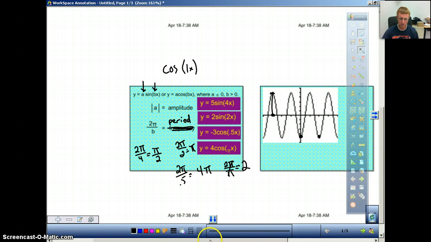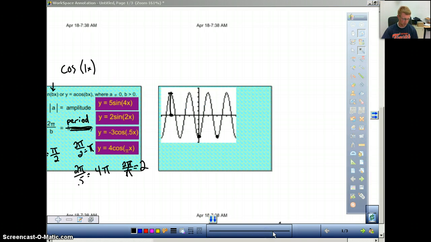So let's look at this graph over here, and we're going to do just a couple of quick things with this. Let's think about what is the amplitude of this graph that is given to us. So again, all we're going to do is count how high it goes. So 1, 2, 3, 4, 5. So the amplitude here is going to be equal to 5.